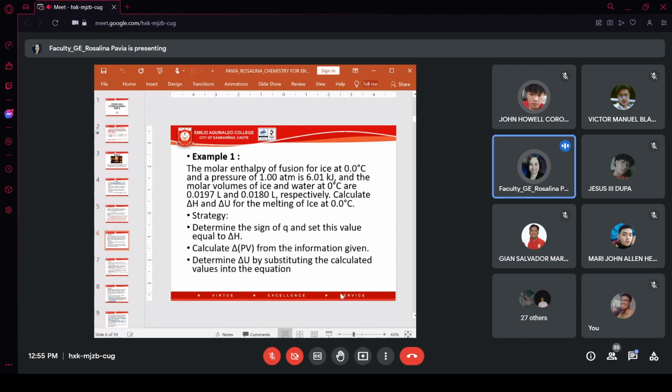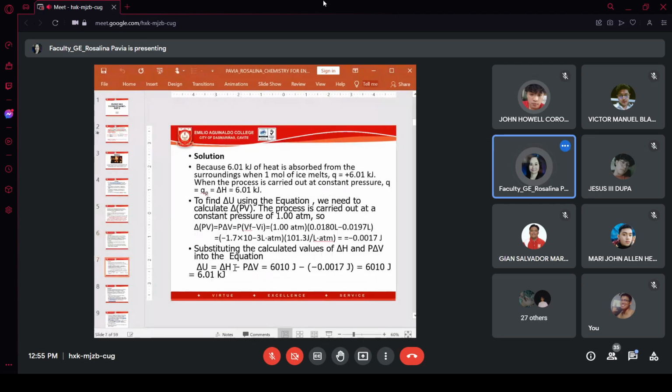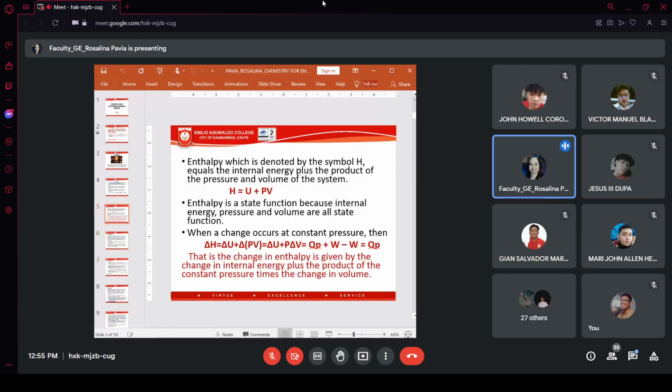Bakit negative ito? You might be asking, bakit negative yung PV? Kasi 'di ba, work is equal to negative P delta V. Kung yung positive mo dito, 'di ba positive 'yan? Ito positive. Magiging negative siya because of the pressure which is done against. 'Di ba? W is equal to negative P external delta V, remember? Sa termo part 1. Okay, kaya naging negative ito.